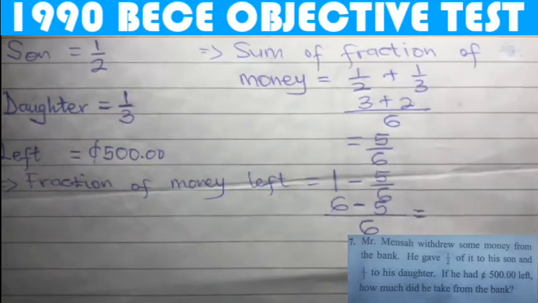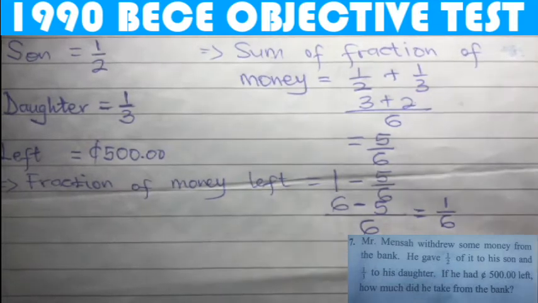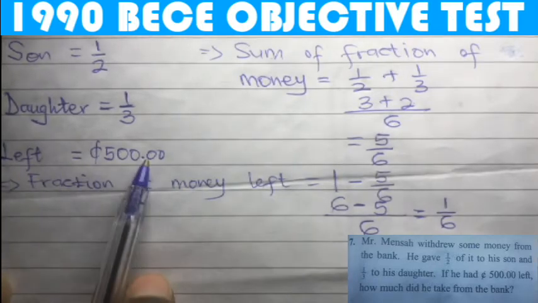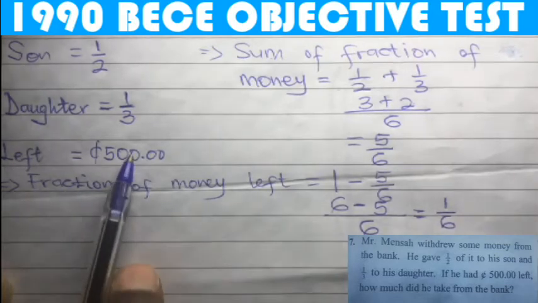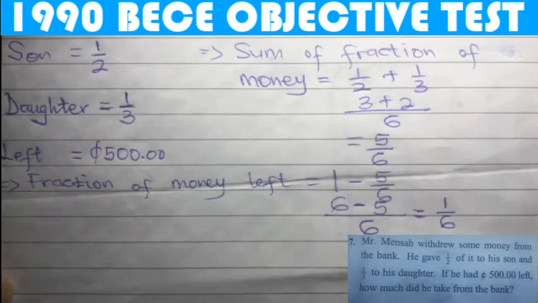So if we proceed, 6 minus 5 will give us 1 out of this 6. So the fraction of money left is 1 out of 6. That's what we have. That is the fraction of money left. Now, since we have the amount of money left and the fraction of money left, it means that this and that are equivalent. So we can equate this to that. And then the total fraction is also 1.